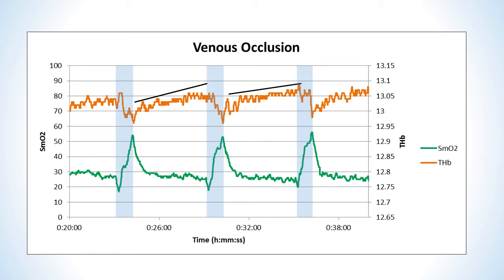During the 5-minute load, the THB slowly and steadily increases. As soon as the load is released, the THB quickly returns to its value during the previous rest. This long, steady increase followed by a quick return is the signature indication of a venous occlusion.